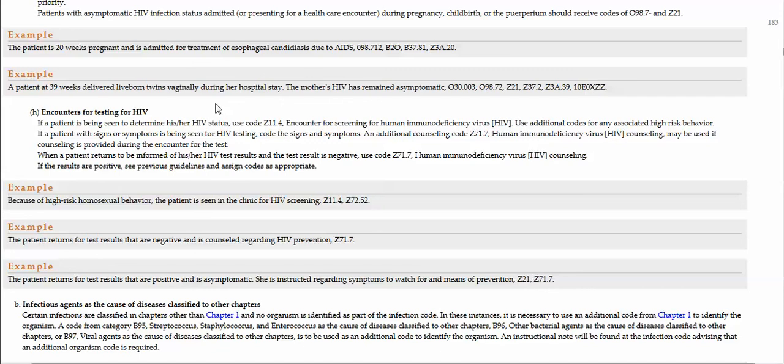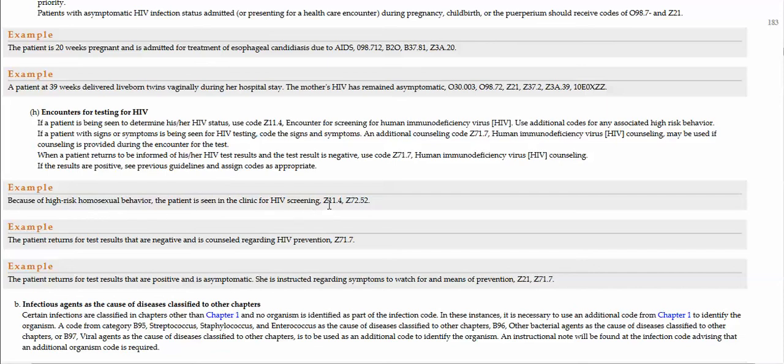The example that they give here is because of high-risk homosexual behavior, the patient is seen in the clinic for HIV testing. Now, don't take offense. It could be high-risk heterosexual behavior. It's just a way of tracking for data. And remember, that's what we're looking for, is data. So in this instance, we have a person who lives a homosexual lifestyle and doesn't use condoms, let's say. Again, it could be a person living a heterosexual lifestyle who doesn't use condoms. In this case, it's homosexual.